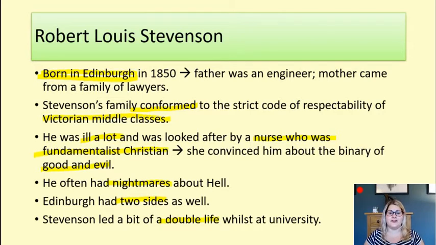Equally, it's worth noting that Edinburgh had two sides as well. We often see the idea of London having two sides depicted in things like Oliver Twist, so like the very public Victorian gentleman versus the private underclass, if you will. And Edinburgh was very much like that as well. And whilst at university, Stevenson himself led a bit of a double life. So he'd be this academic scholar, but then he'd maybe go to gin bars or gambling in the evening. So a lot of this text, a main theme is this idea of duality.